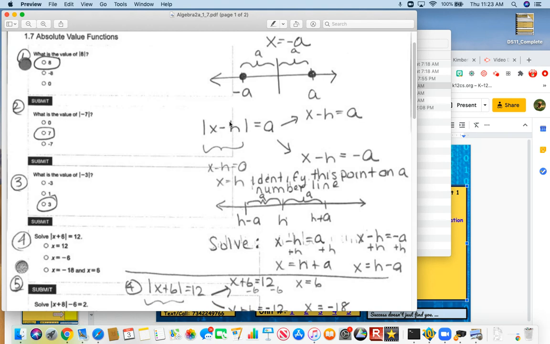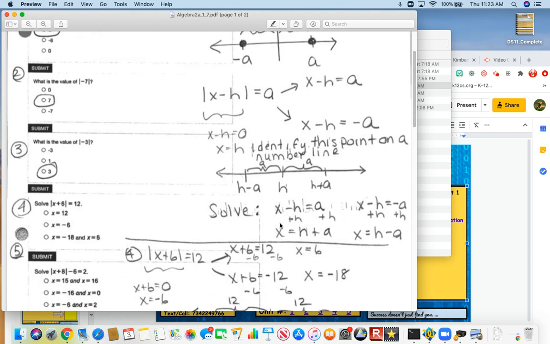Now, if I have an equation in the format the absolute value of x minus h equals a, that means I take x minus h equal to a, and x minus h equals negative a. You can always do these problems algebraically, so solve these 2 equations. Add h to both sides. So one of the solutions is going to be x equals h plus a. Here's the other equation. Add h to both sides. The other solution will be x equals h minus a.